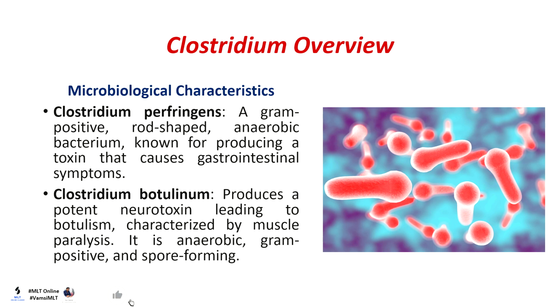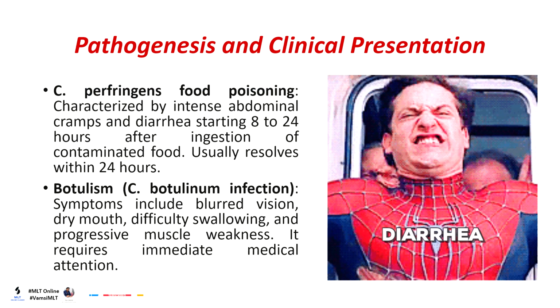Clostridium overview. Microbiological characteristics. Clostridium perfringens, a gram-positive, rod-shaped, anaerobic bacterium, known for producing a toxin that causes gastrointestinal symptoms. Clostridium botulinum produces a potent neurotoxin leading to botulism, characterized by muscle paralysis. It is anaerobic, gram-positive, and spore-forming.